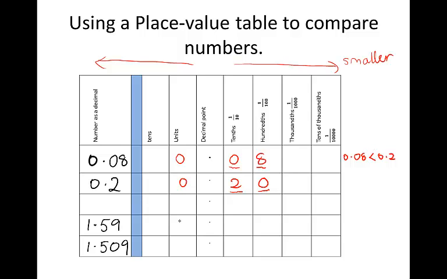Using this same idea with the second example down the bottom here, 1.59 compared with 1.509. At first glance you might think that 509 is bigger than the 59 above it, but again, let's fill in that space with 0. We now have 590 thousandths compared with 509 thousandths. We know which one is bigger. It's the first one, so I would be writing this as 1.59 is greater than 1.509.